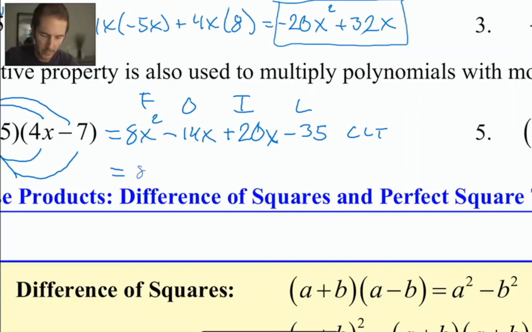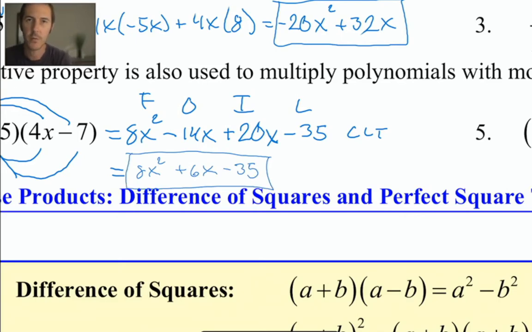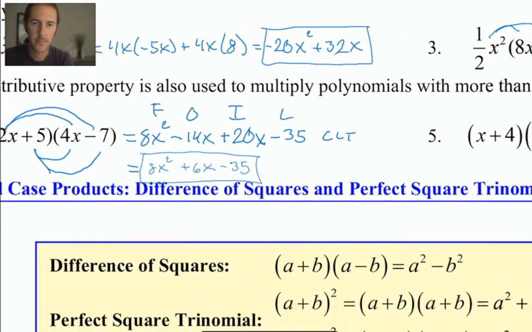We're going to keep the 8x squared. Negative 14 plus 20 makes a total of positive 6x's. And then we bring along our constant term at the end of minus 35, and we've got 8x squared plus 6x minus 35. You've just multiplied two binomials using the foiling technique.